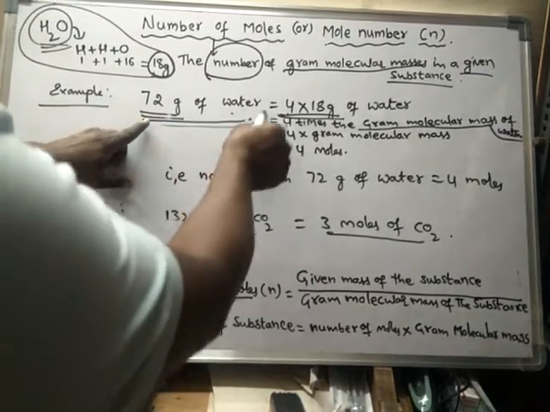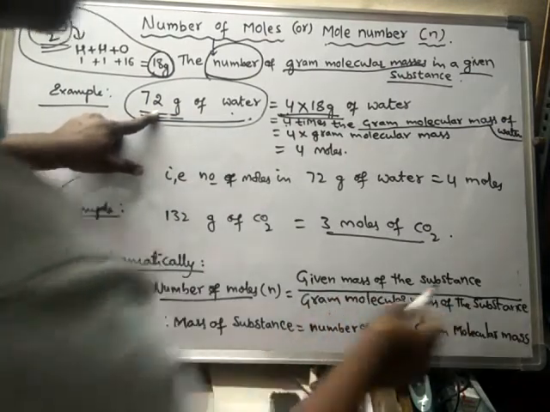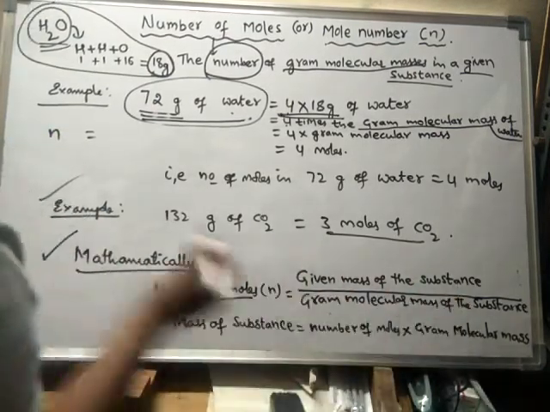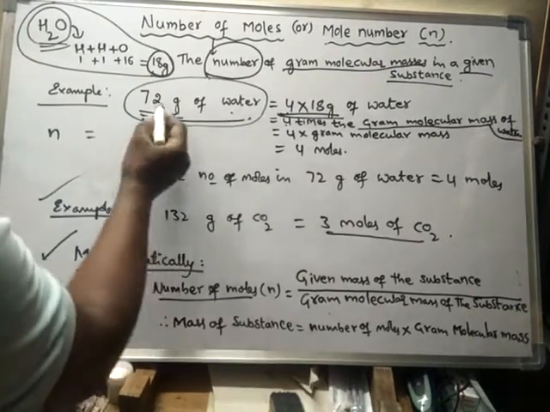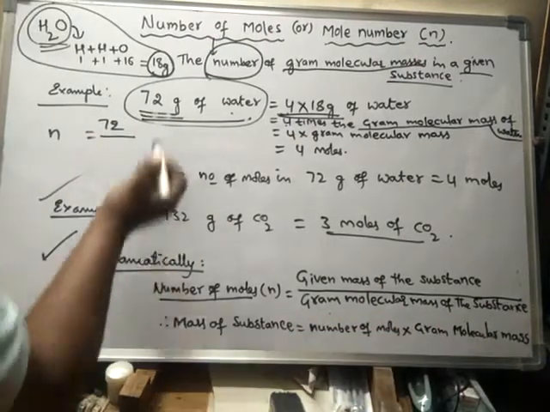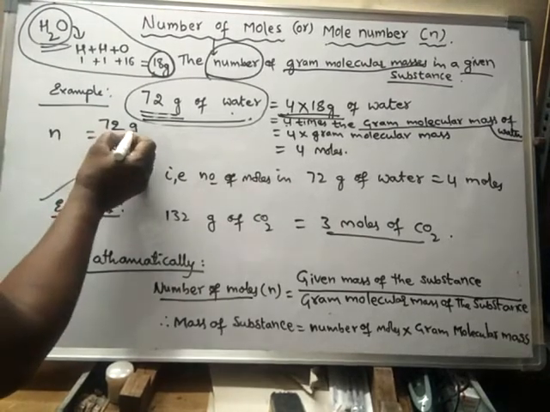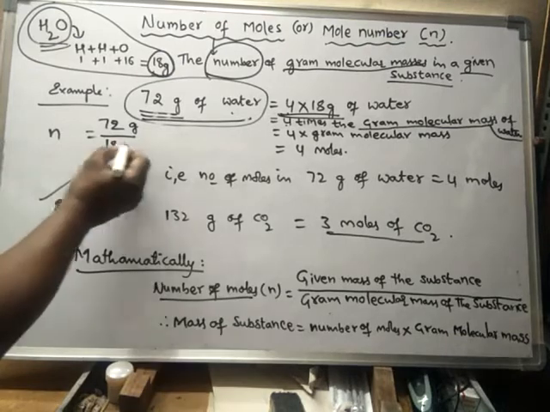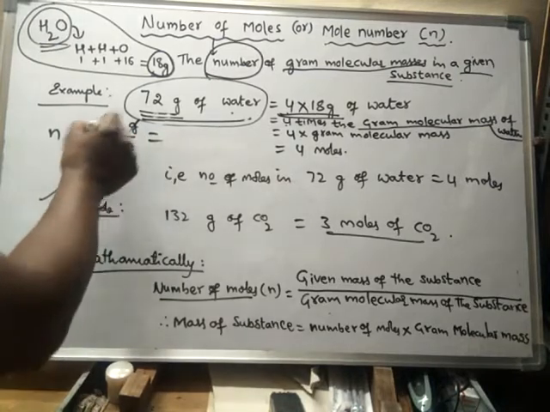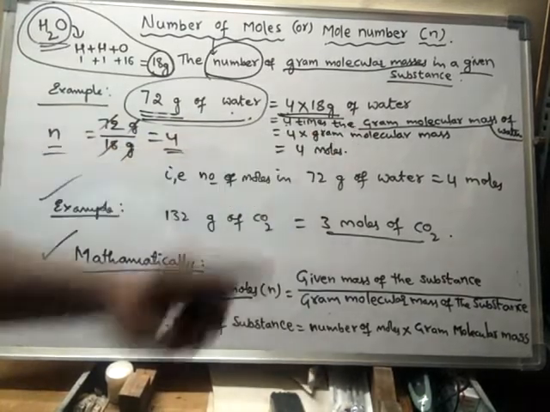72 grams of water. What is the given mass of the substance? 72 grams. So number of moles, n, is equal to given mass of the substance, 72 grams, by gram molecular mass of the substance. What is the gram molecular mass of water? 18 grams. So 72 grams by 18 grams, finally you will get 4. So number of moles is equal to 4. In this way also we got the same number of moles, 4 moles.